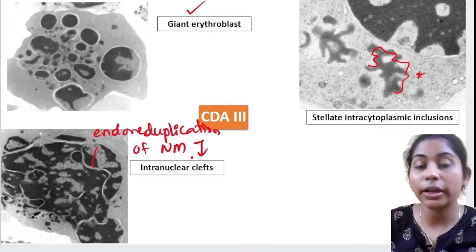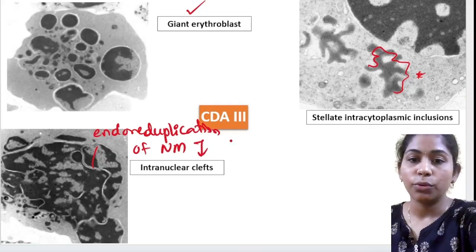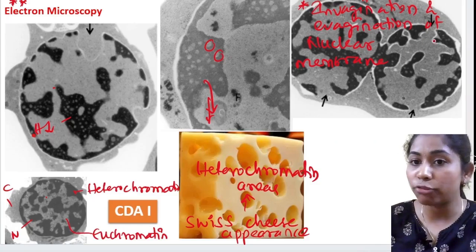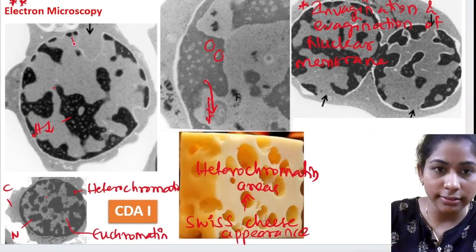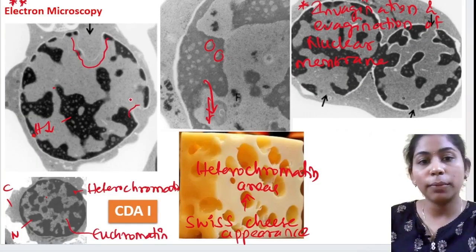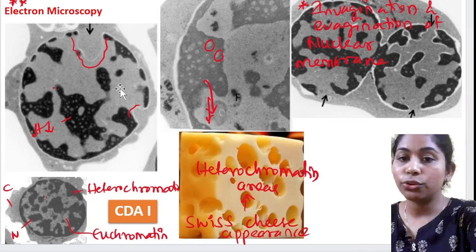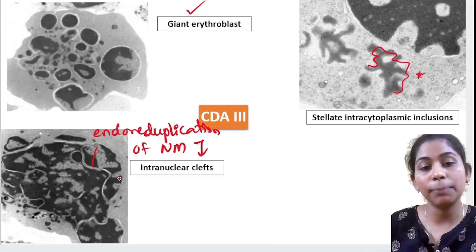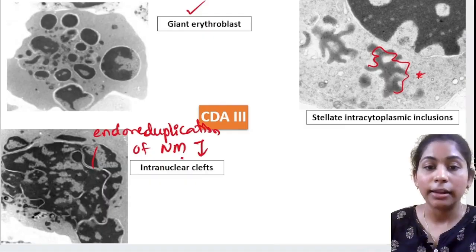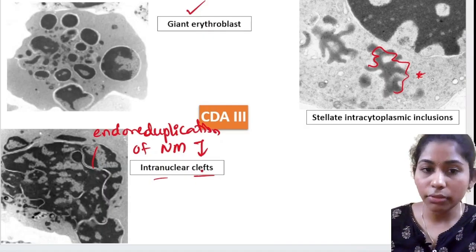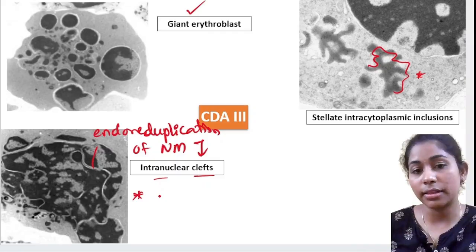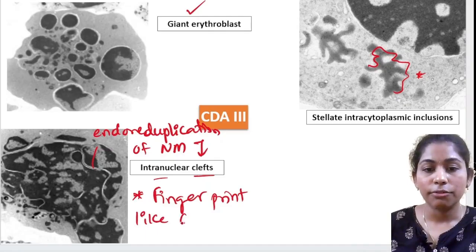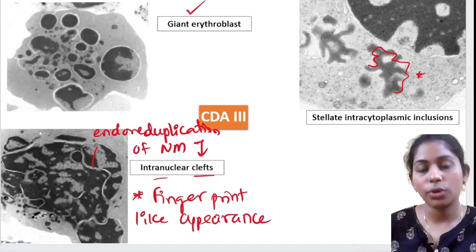So you should not confuse CDA type 3 and type 1. In type 1, there will be invagination and evagination of the nuclear membrane. It's just invading, and it's not forming another membrane inside again. So don't confuse type 1 and type 3. In type 1 there is only invagination and evagination of the nuclear membrane, but in type 3, the nuclear membrane goes inside and forms another membrane, and this results in intranuclear clefting. A typical name is given for this: in electron microscopy it looks like a fingerprint-like appearance. Fingerprint-like appearance.